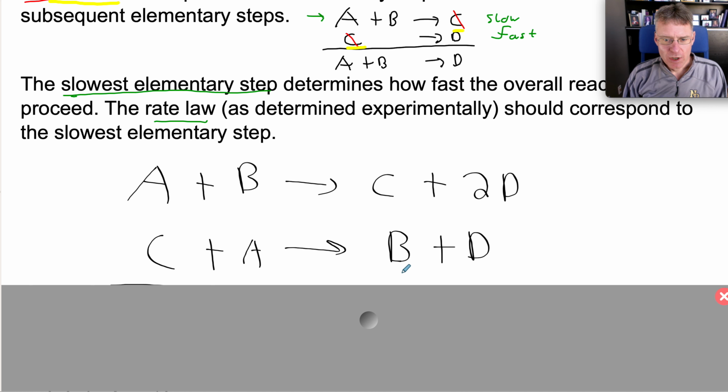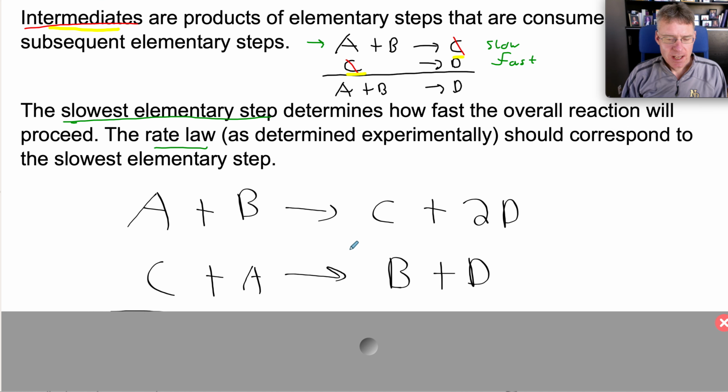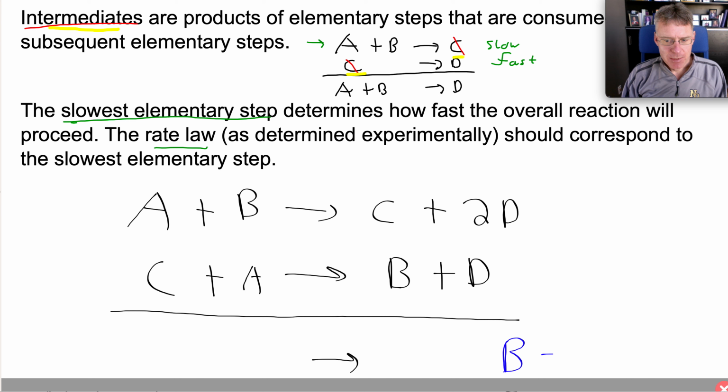So, a slightly more complex example. Maybe we have a couple of steps. We have A plus B turns into C plus D. This is our first step, so there's a rate constant. I'm going to call that k1 for our first step. And then C reacts with another A, turns into B plus D. This is our second elementary step. I'll call that k2. I'll just label these 1 and 2 for clear discussion.